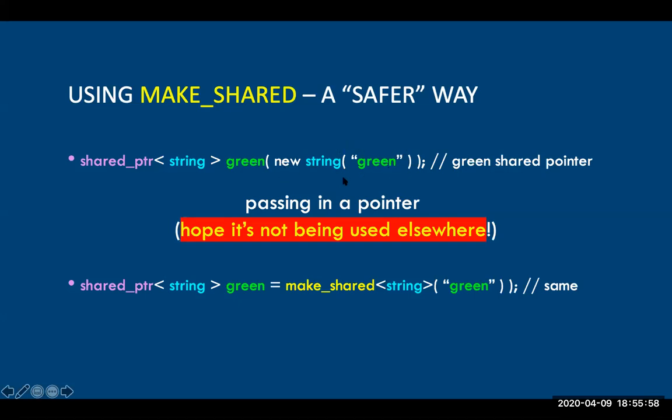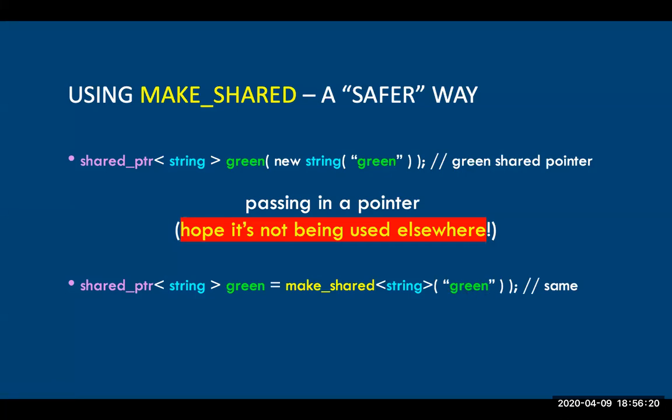But it essentially creates it on the fly and passes in a pointer to this constructor for the shared pointer. Here, we're letting the make shared utility do that construction for us. So we're telling make shared, hey, I want you to go ahead and create an instance of a string, and here are the arguments to the string constructor.